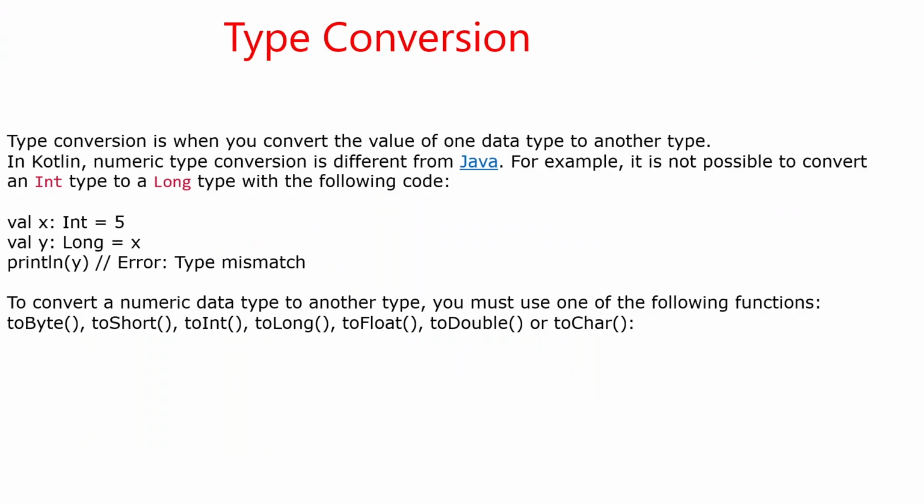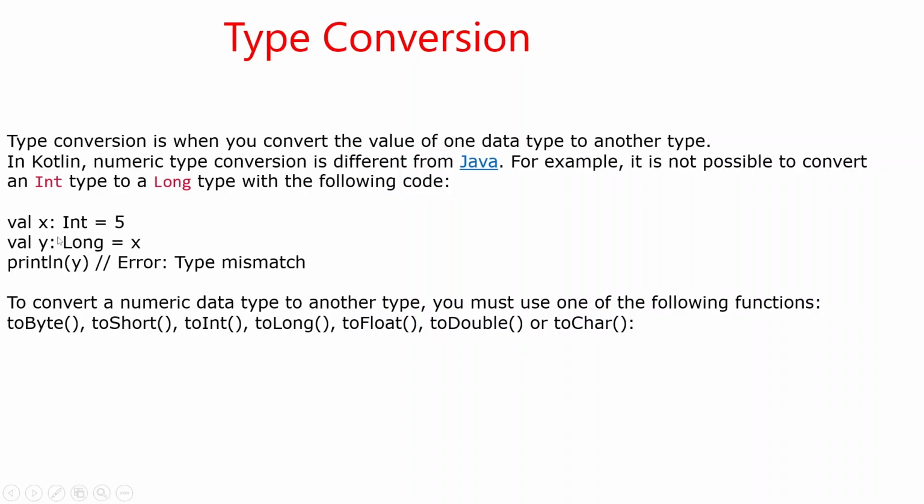In our last video, we learned about the Kotlin data types. In this video, we will learn about type conversion in Kotlin. So what is type conversion? Type conversion is when you convert the value of one data type to another data type. In Kotlin, numeric type conversion is different from Java. For example, it is not possible to convert an int to a long with the following code.